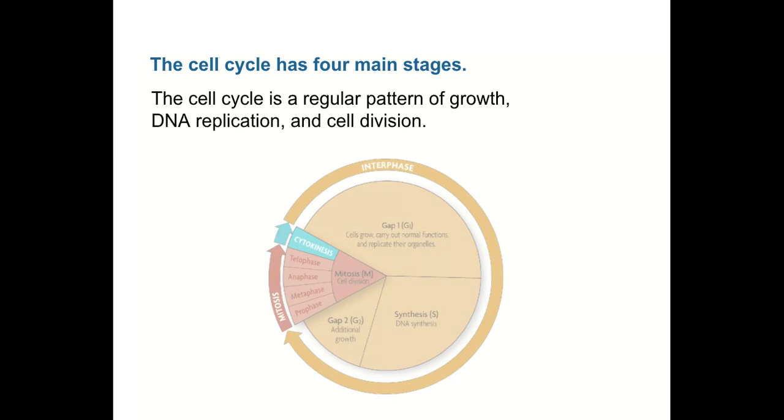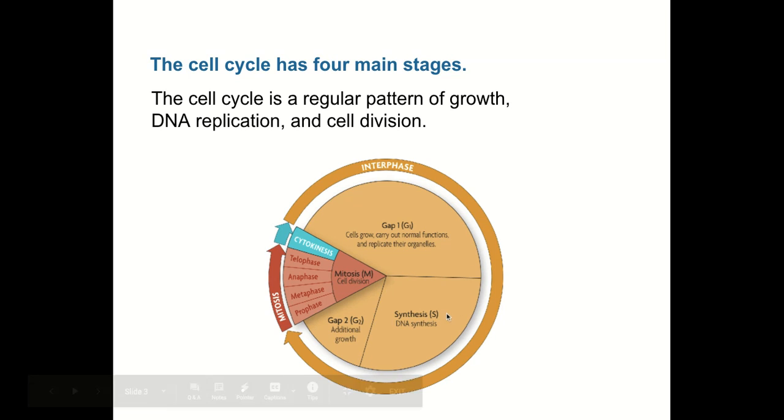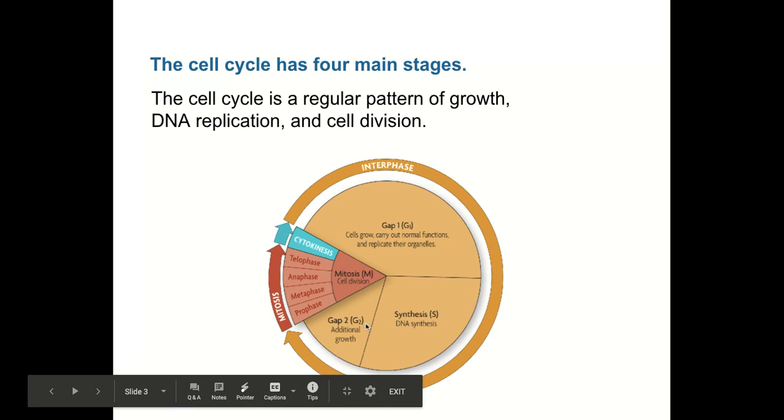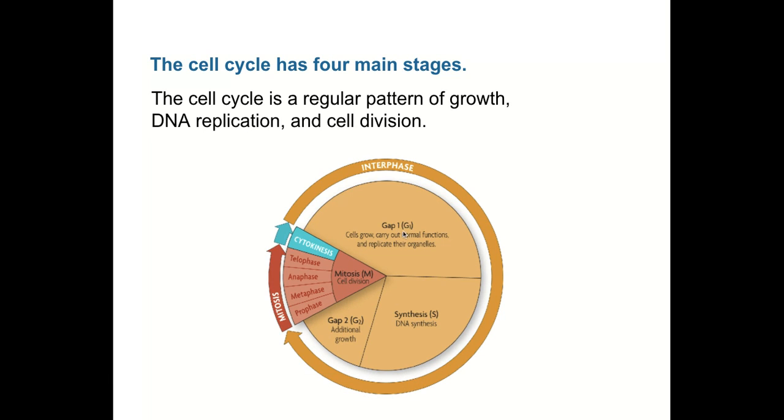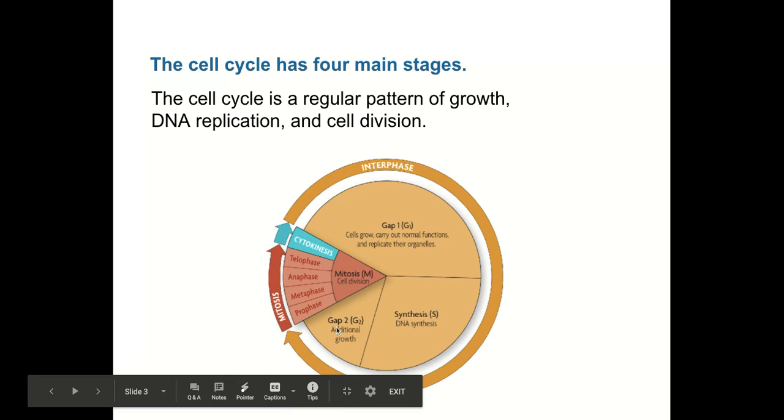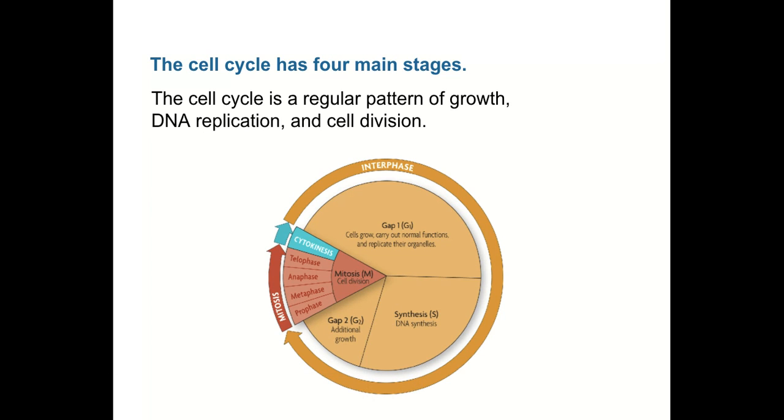So here we have the overall process of the cell cycle, starting right here with G1, gap 1. And then we have S, gap 2, and M. So gap 1 is G1, S is synthesis, gap 2 is G2, and M stands for mitosis. So overall in this process, the cell is going to grow, the DNA is going to replicate, and the nucleus is going to divide.